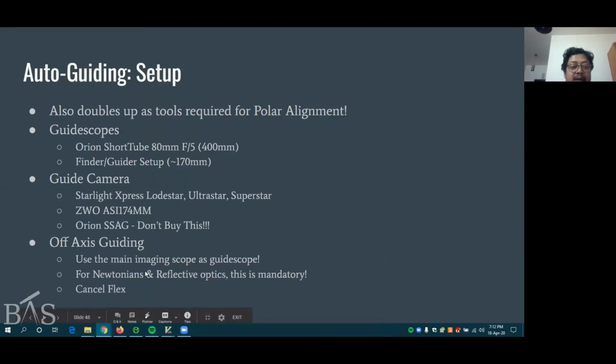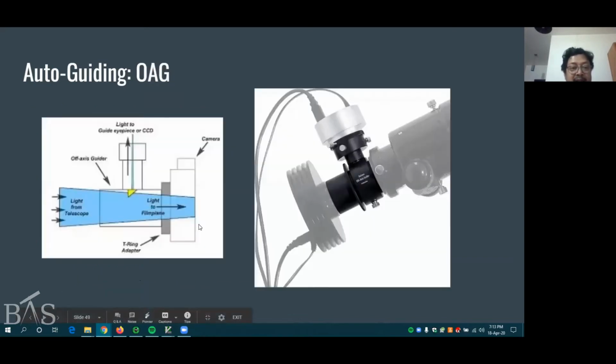It is very common in Newtonian and reflective optics, because the mirror itself, the optics itself, can move a little bit due to gravity over time. So if you have a separate guiding rig, it won't know that your star position has changed on the imaging camera because of flexure. To cancel that, we don't use a separate guide scope. Rather, we use a setup called an off-axis guider. The idea is that in the light path, you put a little prism and take a fraction of the light going to your imaging camera and send it towards the guide camera.